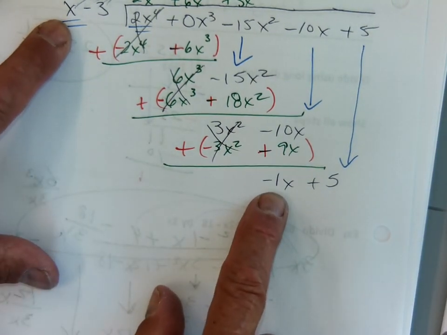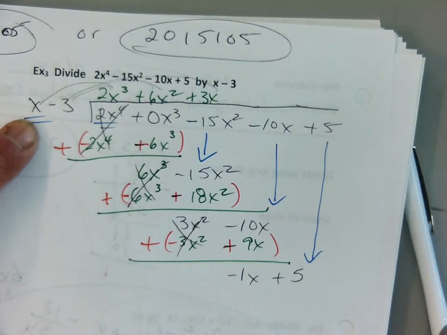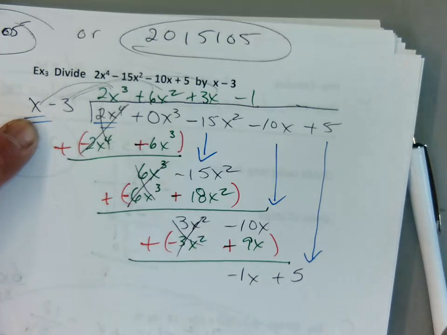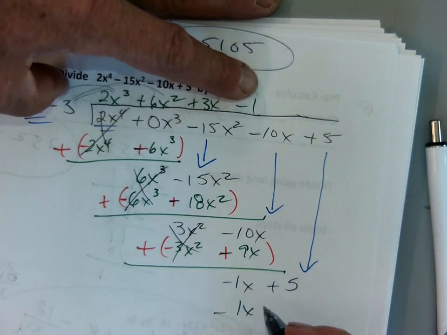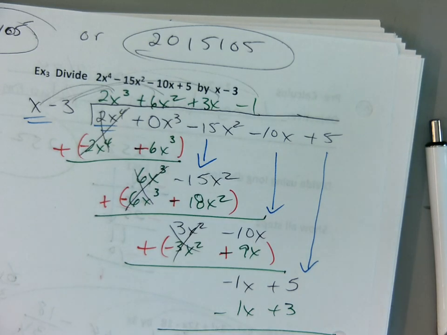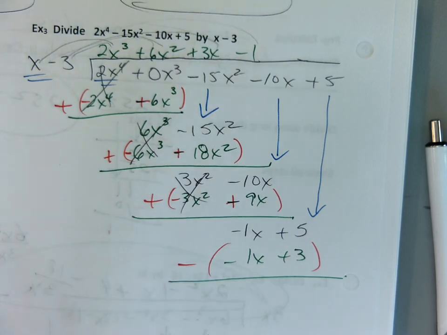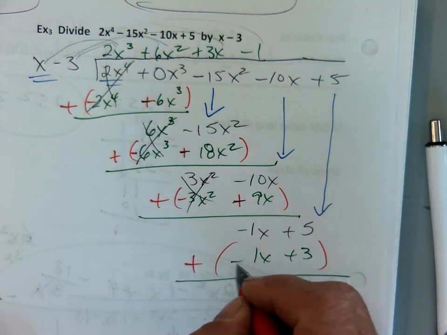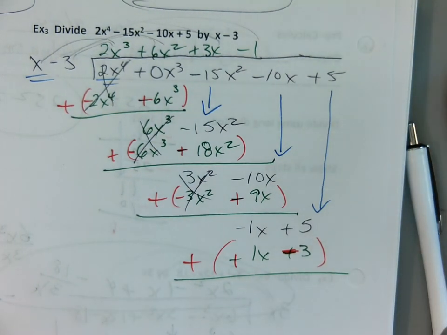X goes into negative 1x. Negative 1 time, right? Multiply, and I'll have a negative 1x plus 3. I'm going to subtract. Again, I like to add a negative. Add a negative, so I change my signs. Subtract.